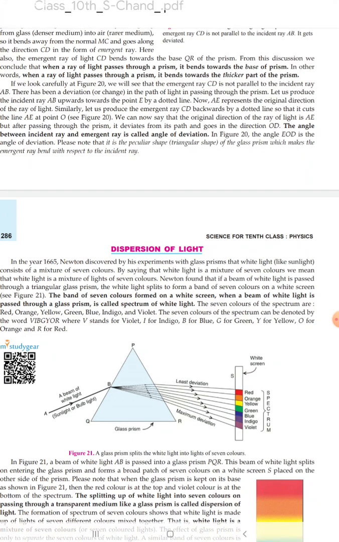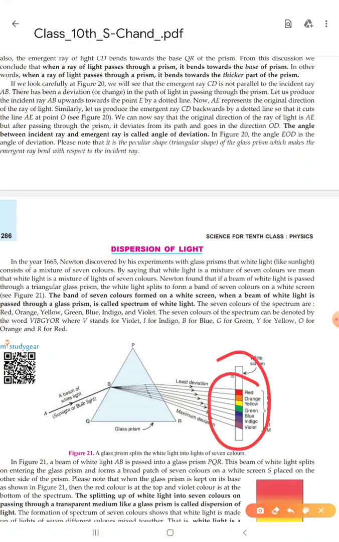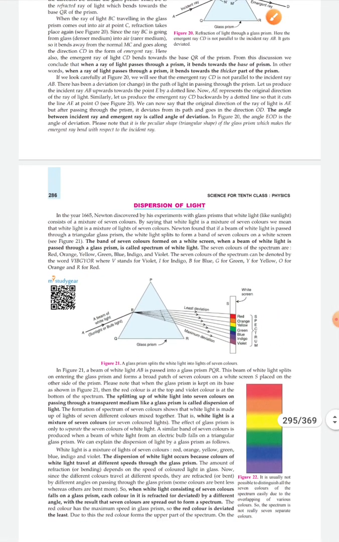So this is called the spectrum of white light. There are a number of colors. The splitting up of white light into seven colors on passing through a transparent medium like a glass prism is called dispersion of light. In this part we should know that there is maximum deviation in violet color and least deviation in red color. We should know the pattern VIBGYOR. This phenomenon is called dispersion of light. A very simple phenomenon here we should know.